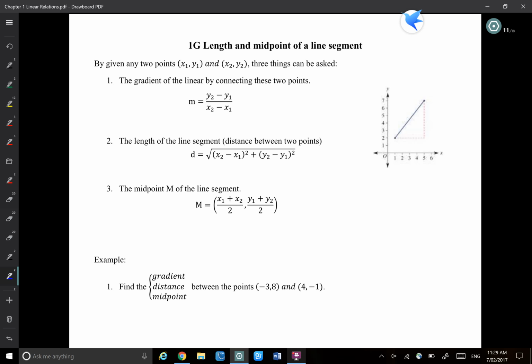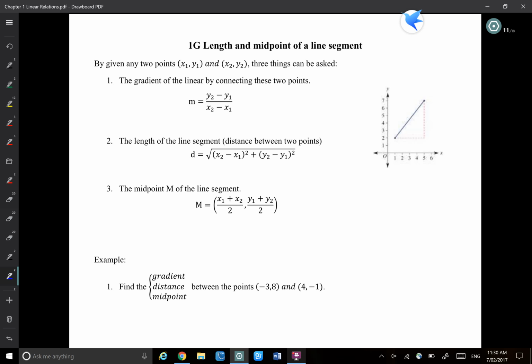The first thing is the gradient if you connect those 2 points, the gradient of the line. The second thing you can find is the length between those 2 points. The third thing is you can find the midpoint of those 2 points. And we have equations for each one. So to find the gradient, we know that it is y2 minus y1 over x2 minus x1.